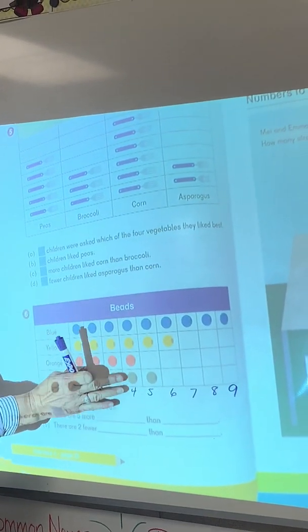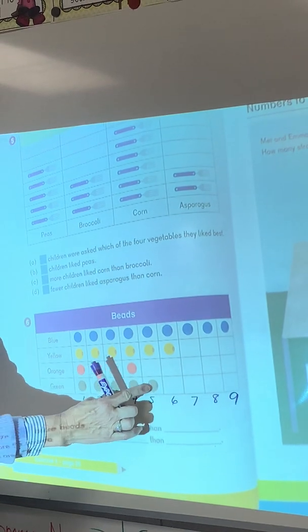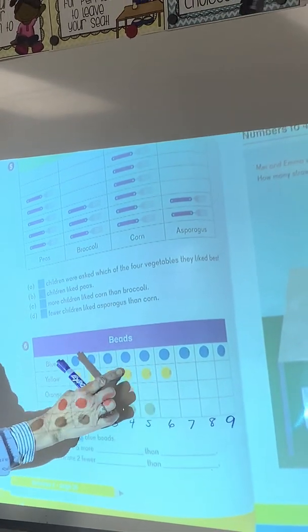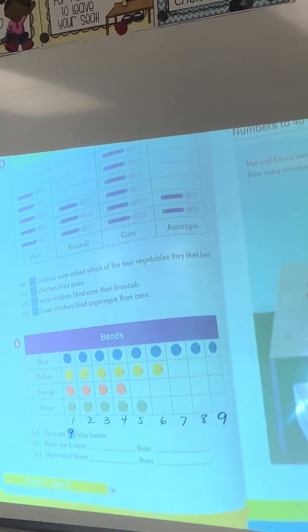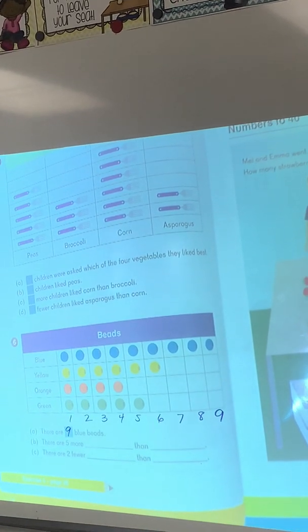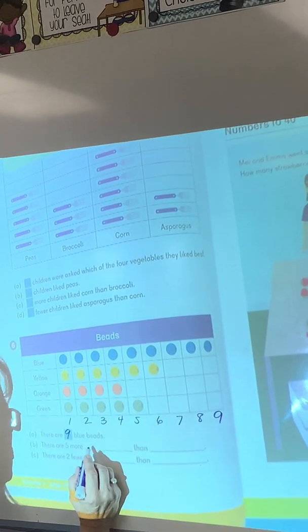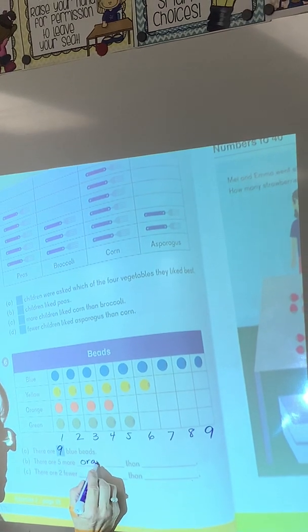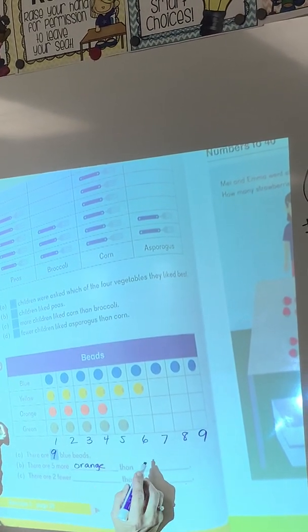So anything in this one, there's actually 5 beads here, so that wouldn't work. And there's more beads in yellow, so this is the one that's going to work. There are 5 more orange beads than blue.